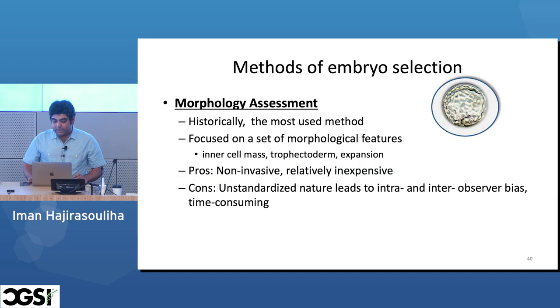And for years in clinics, embryologists assess embryos from the morphologies. They have different grading systems. For example, they look at the expansion of the embryo, the inner cell mass, the trophectoderm, the area around the embryo. This is a non-invasive method. It only looks at an image of the embryo, so the accuracy is not very good, and it's not standard when you look at these measurements across different clinics.